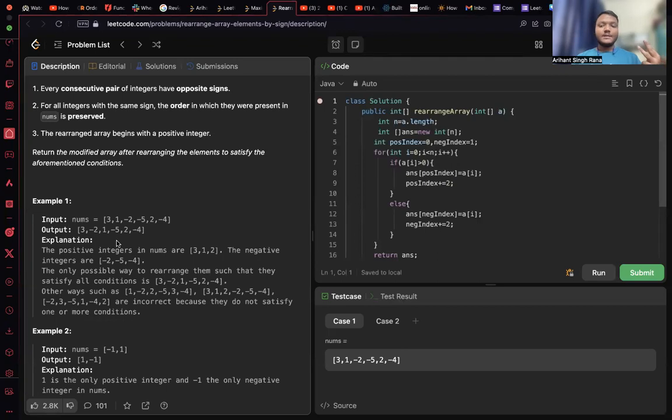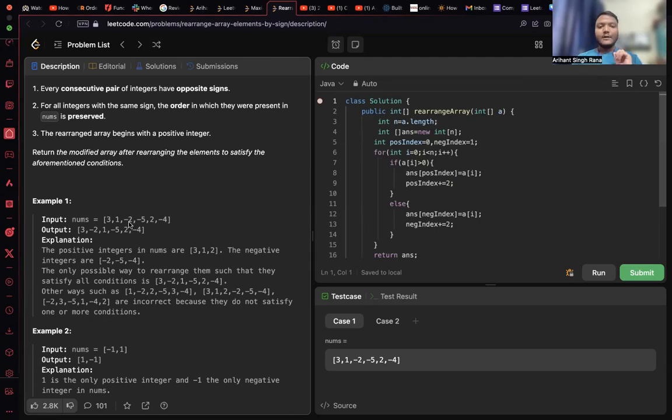In the answer array, let's see whether the order is preserved or not. We are only accounting for the positive numbers here. First 3 arrives, then 1 arrives, and then 2 arrives. So the original order from the input array has been preserved in this as well. And let's go for the negative as well.